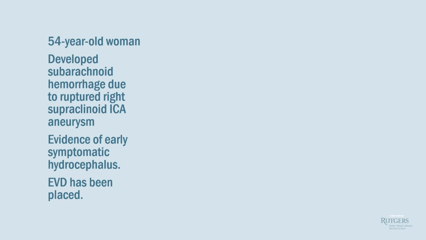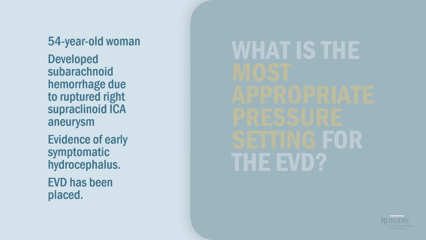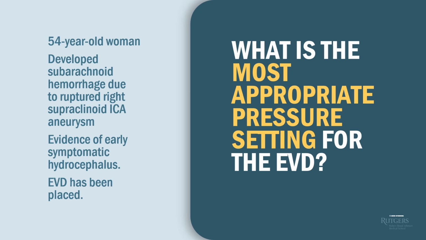Now that you understand how the EVD works, let's get back to our case. In our 54-year-old woman who developed aneurysmal subarachnoid hemorrhage, likely because of a ruptured right supraclinoid internal carotid artery aneurysm, and who has evidence of early symptomatic hydrocephalus, she's getting drowsy, EVD has been placed. What is the most appropriate pressure setting for this EVD?